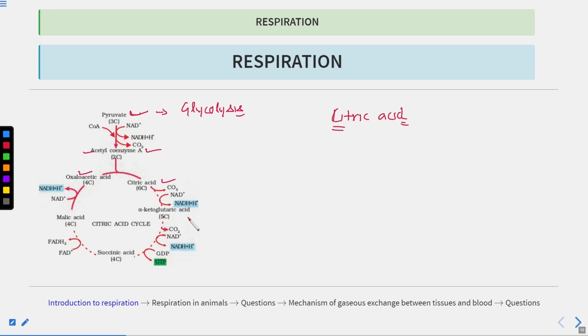And then later on, citric acid is converted into alpha ketoglutarate and you can see then succinic acid is formed, malic acid, and then there is the regeneration of the oxaloacetic acid, and you can see carbon dioxide is being produced here at these steps. Here also carbon dioxide is being produced. And in this process energy is also released. How much ATP? 38 ATP are released during this process.